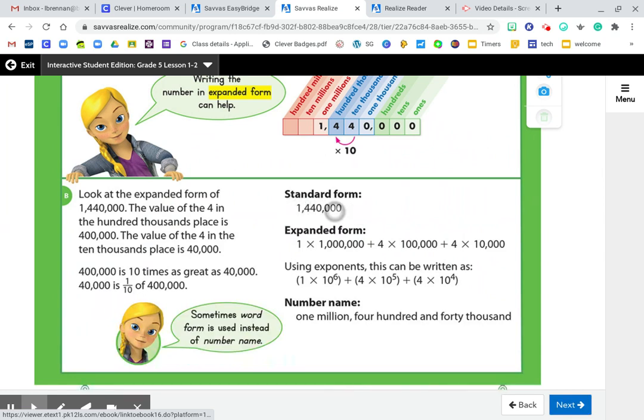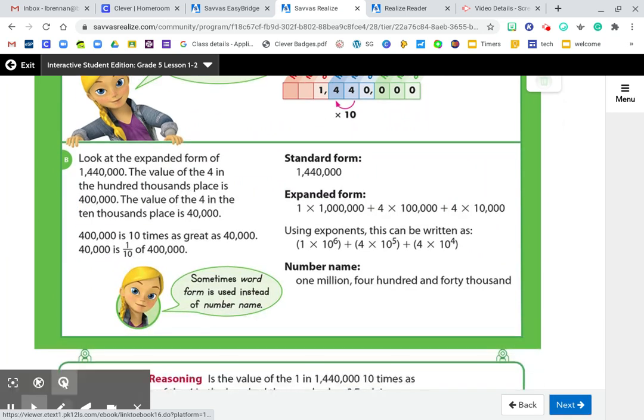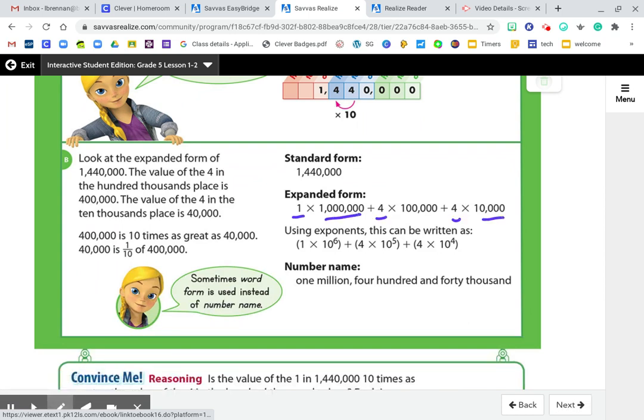Standard form is the way we normally write a number. Expanded form is when you break it out. And there are 3 different ways to write expanded form. You can write expanded form using the digits and their values. You can also write expanded form using exponents. And you can also write expanded form using standard numbers. I know that's kind of annoying, but you've probably seen it like this.